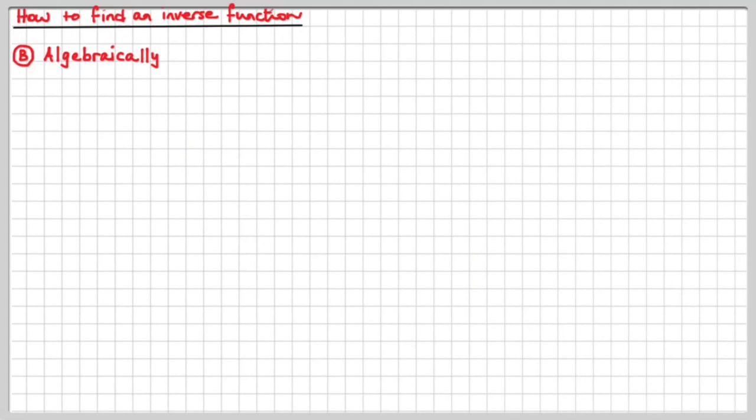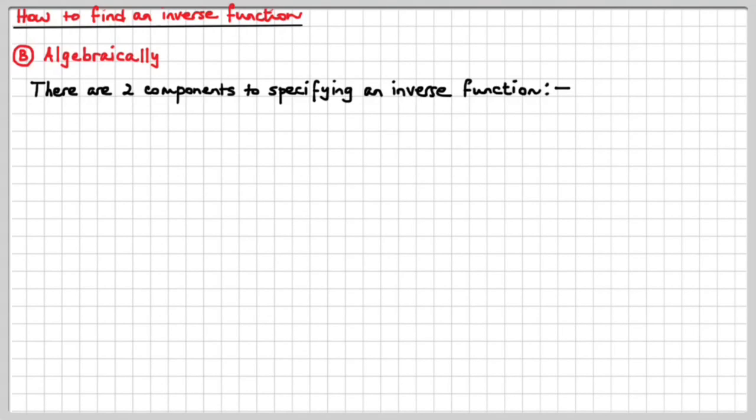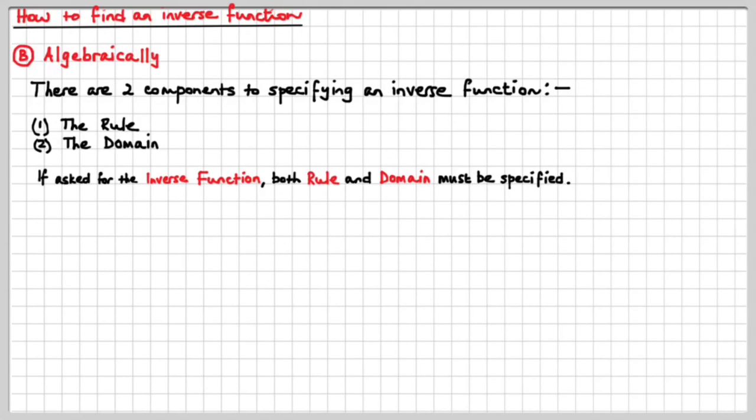Moving right along, now we're going to do the maths part of it, okay? Algebraically. And there are two ways of doing it algebraically. So, there are two components to specifying an inverse function, that is the rule and the domain. If you are asked for the inverse function, ladies and gentlemen, you need to specify both the rule and the domain. However, and it's a big however, if they just ask you for the rule, that is just the equation. You do not give them the domain.